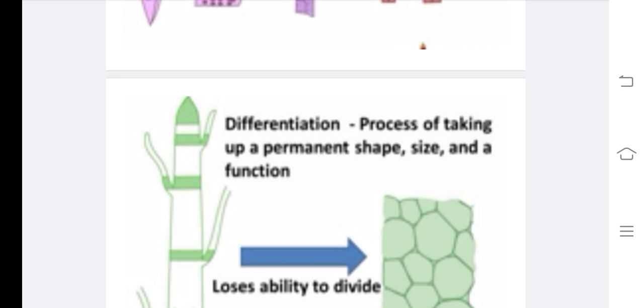So meristematic tissue, once they lose the ability to divide, becomes a permanent tissue. That means, children, what we are going to learn, permanent tissues, they basically originate from the meristematic tissues. Okay, so meristematic tissue, at a particular stage, starts to lose the ability to divide.